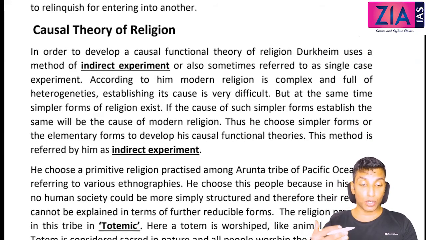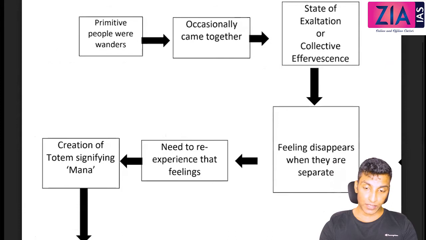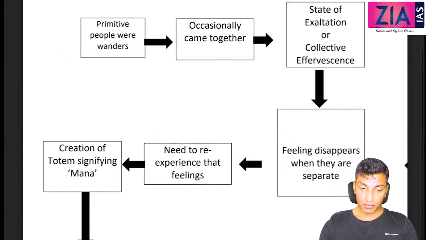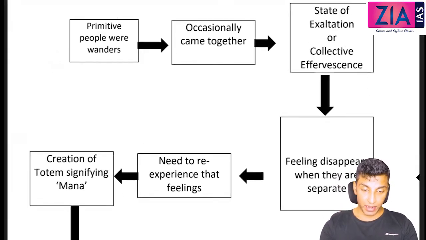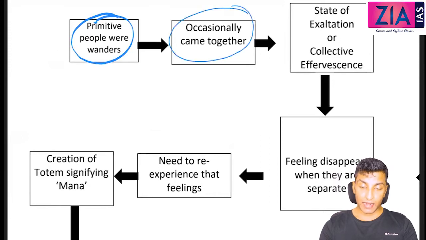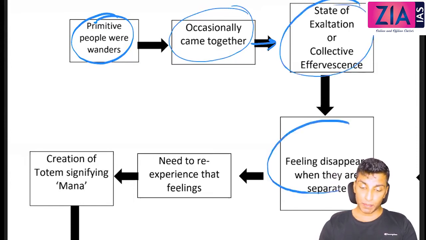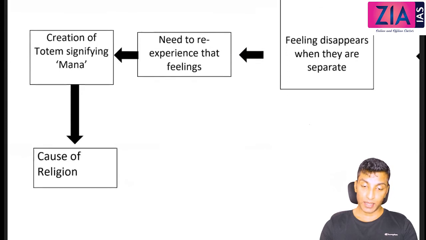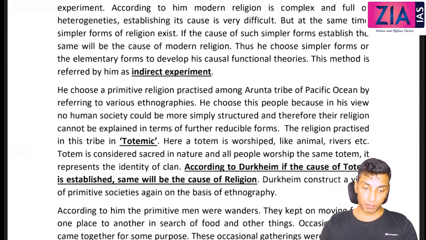Now we need to discuss the cause of religion. I can explain the cause of religion with this diagram, and that itself is enough for you to understand very clearly. The primitive people were wanderers. They occasionally came together, and when they came together there was happiness. They celebrated it. That is the state of exaltation, or collective effervescence. But when they were separate, this feeling disappeared and they wanted to re-experience it. So they created a totem, which is a representative of that supernatural force, and that is actually the cause of religion. Still, if you need to go for the written part, you can go for it.